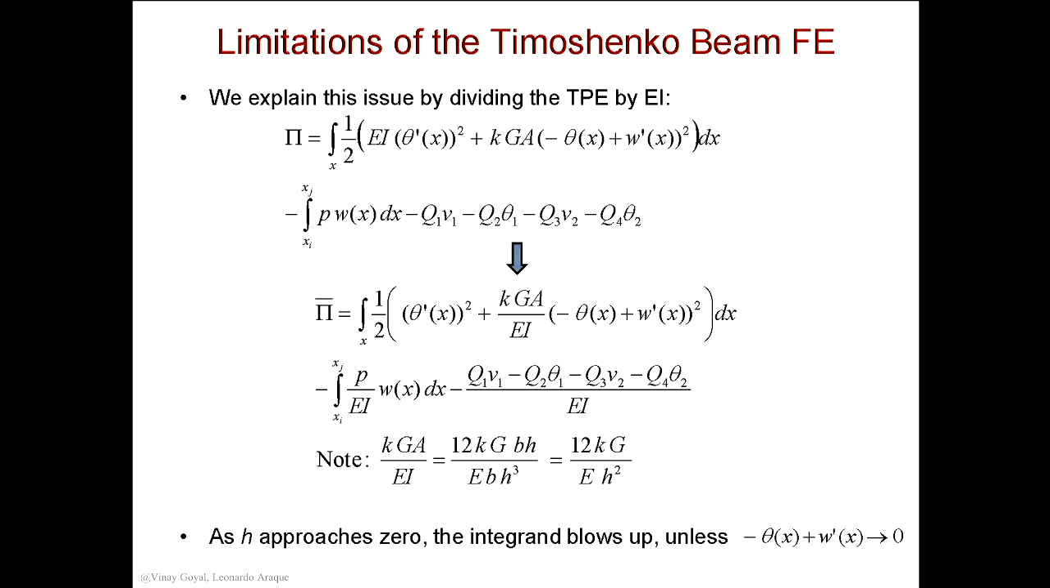This wants to blow up, and this wants to approach zero to be able to counteract that. And in fact, that's correct, because for a thin beam I should not have much transverse shear, which is what that quantity is. That's transverse shear. Okay, so this is a problem. That's what the total potential energy wants to do.